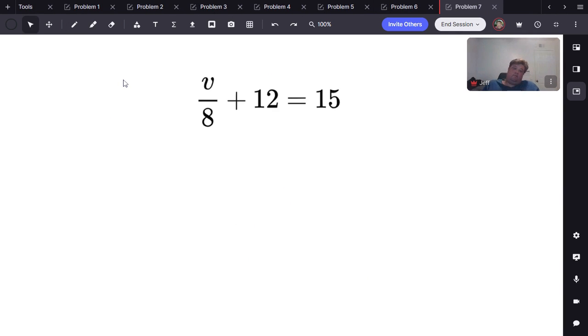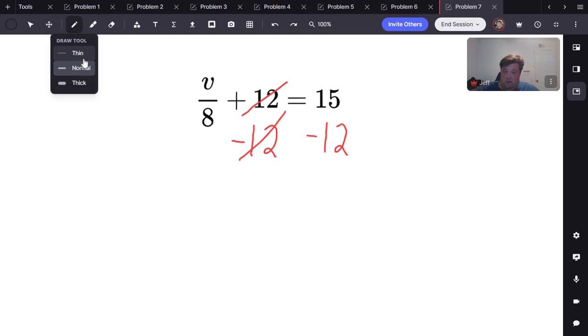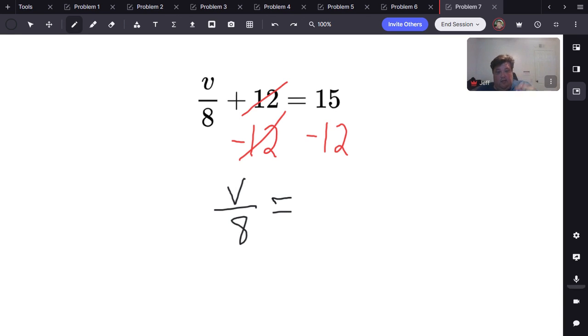One more here. So again, we need to take care of what's being added or subtracted to the variable first. We can't take care of that 8 because that's being divided to the variable. So we want to go ahead and do the 12. I'm going to go over here and we're going to subtract 12 from both sides, subtracting because we need to cancel out addition. And now we are left with v over 8 is going to equal, and then 15 minus 12, that will come out to 3. All right.